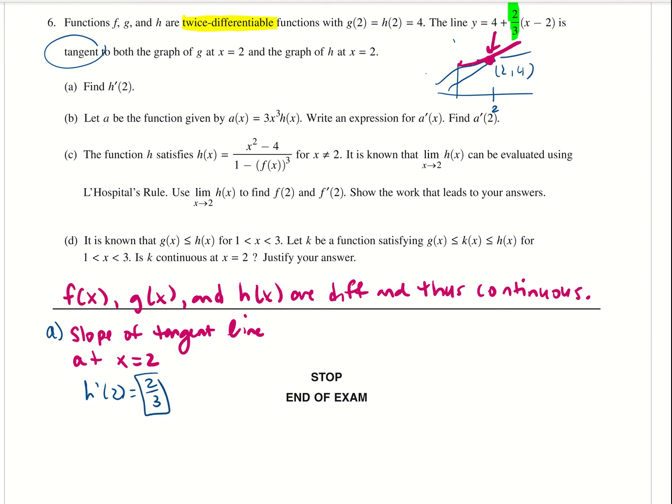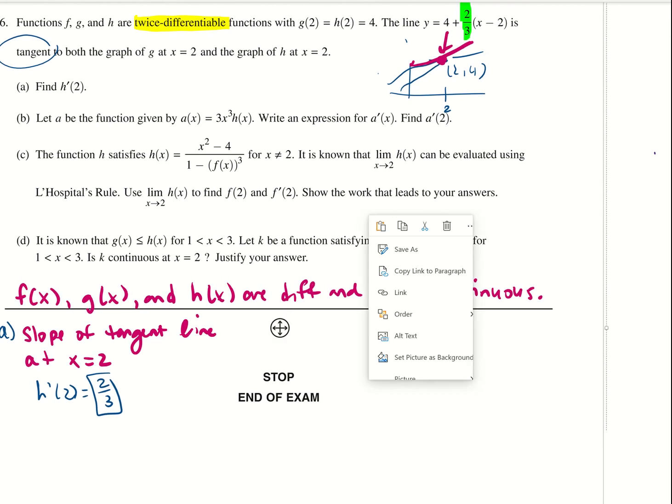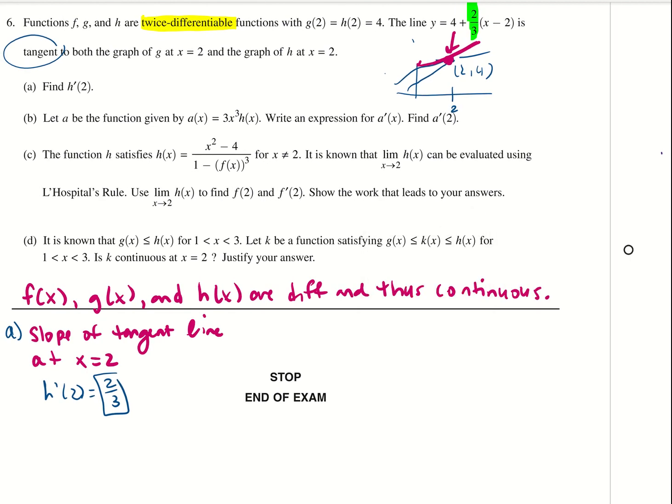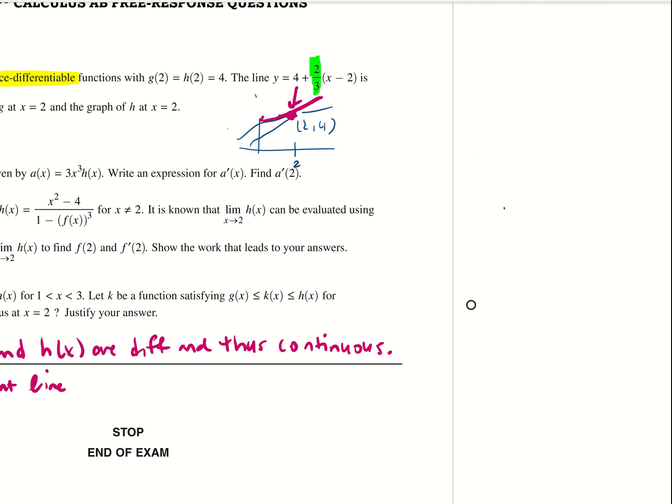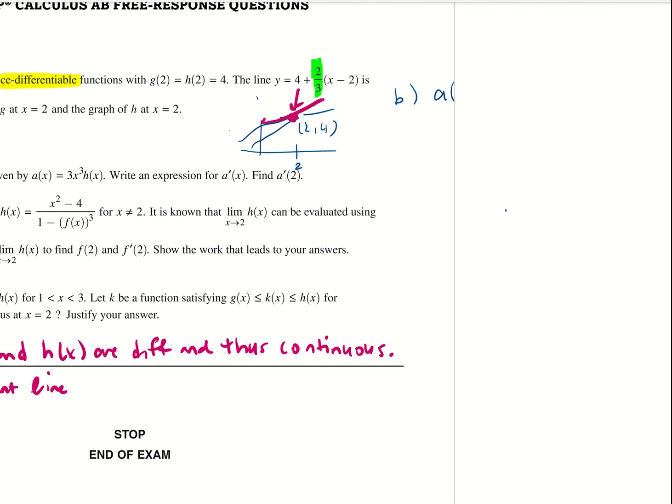All right, let's take a look at B. A is another function given by 3x cubed times h of x. We want to find an expression for a prime of x, and then we also want to find a prime of 2. Oh, I guess we'll check at the end. All right, so for part B, a of x is 3x cubed times h of x. So first we want to find a prime of x. So I'm going to use the product rule.